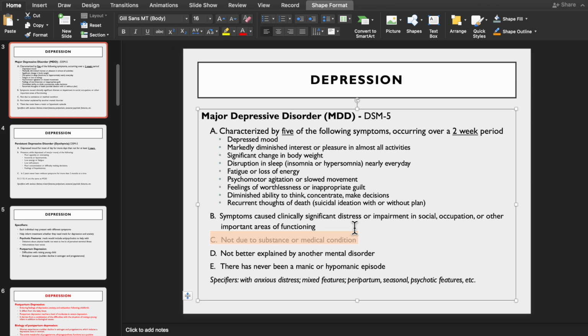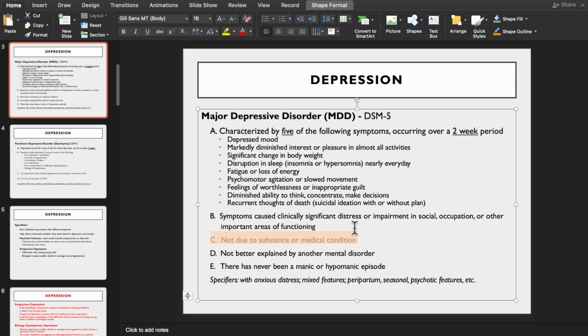So in that situation, we don't diagnose depression until we can for sure say that the depression is not associated with the drugs. Same thing with medical condition. If someone has a tumor in their pituitary gland and it affects their hormones and neurotransmitters, which can lead to depression, then it's the tumor causing the depression. Remember, the point of making a diagnosis is to formulate a treatment plan to help the person feel better.